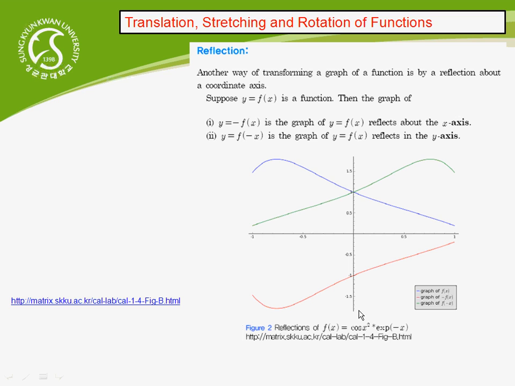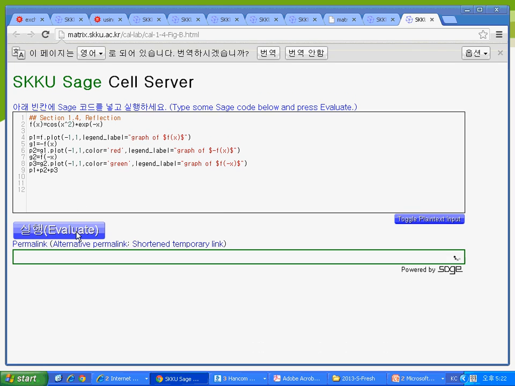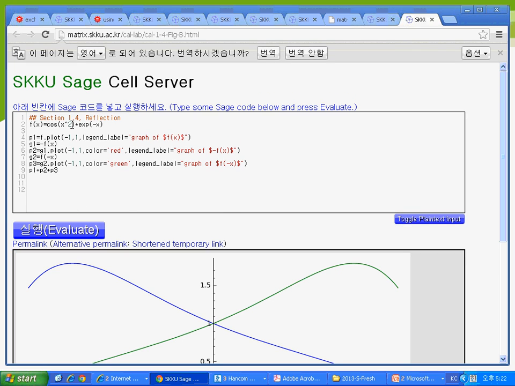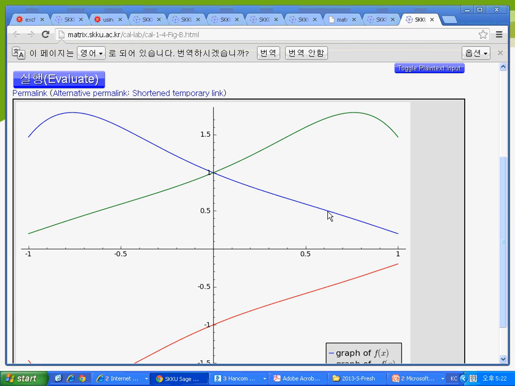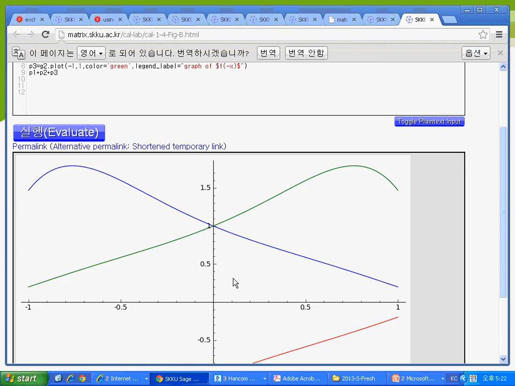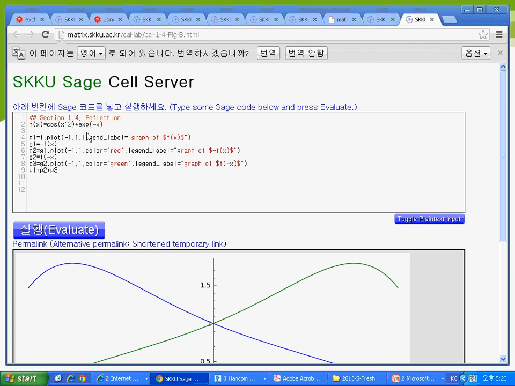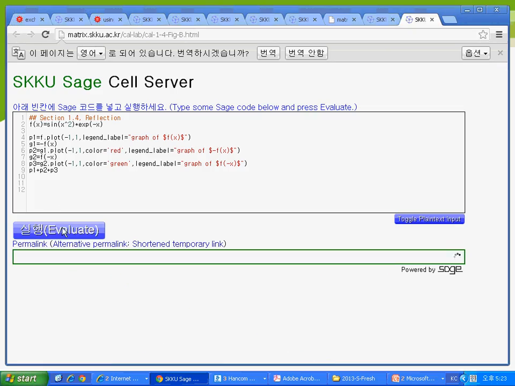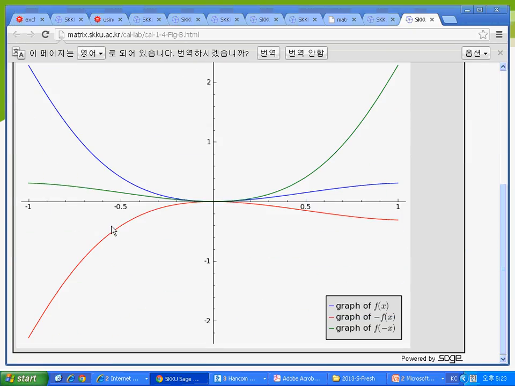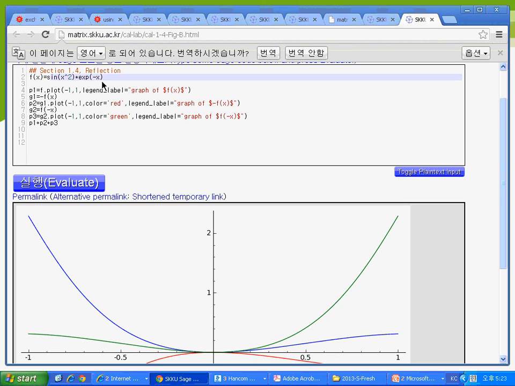Okay, and what else? Reflection. This is an example, and the graph cosine x squared plus e to the minus x is given as blue. Then minus f of x comes like this, and f of minus x is like this, as a green. If you change the graph, if you make it sine here, then you will have a totally different graph, like this. So you can make any function here to draw the graph on the homework problems.